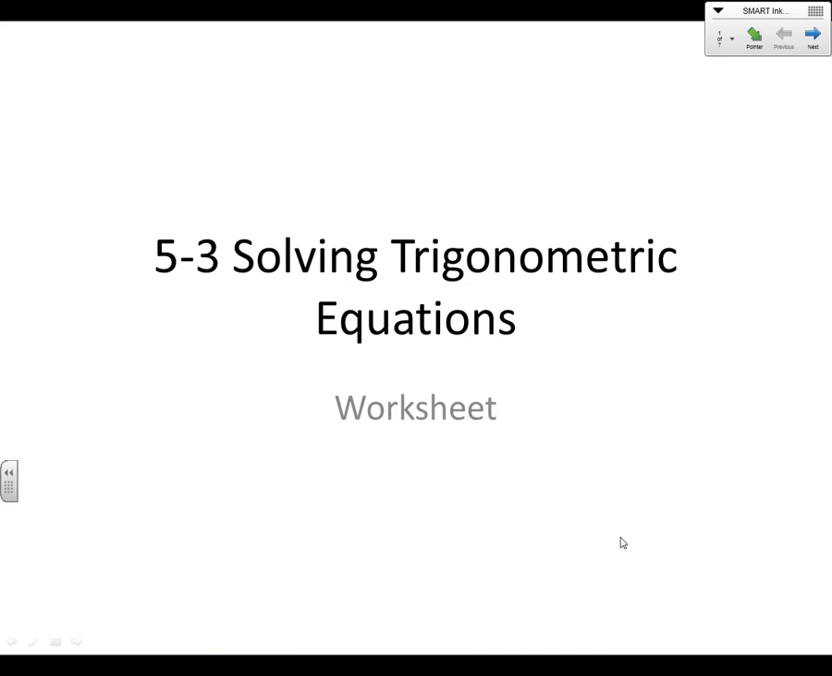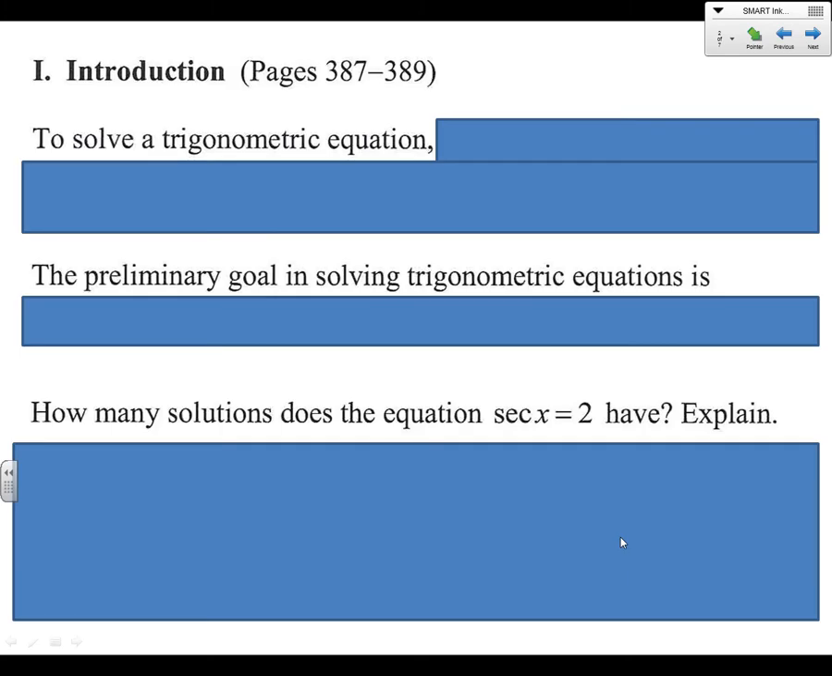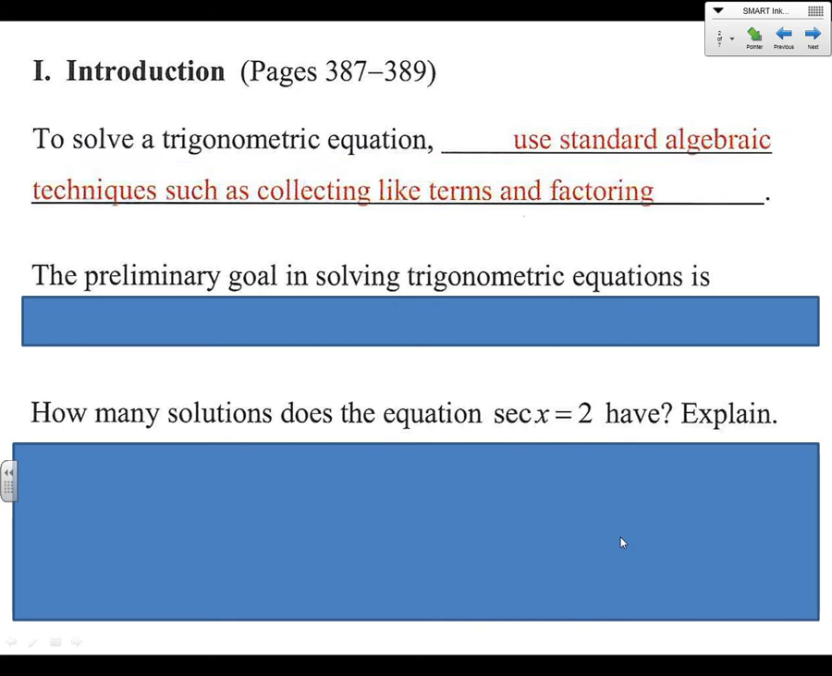Alright, let's take a look at the worksheet for 5.3, solving trigonometric equations. So first section, the introduction. To solve a trig equation, we need to use standard algebraic techniques such as collecting like terms and factoring.